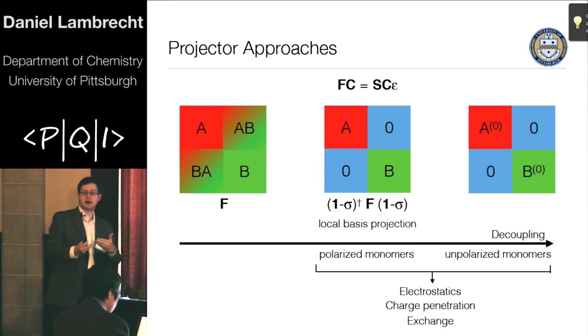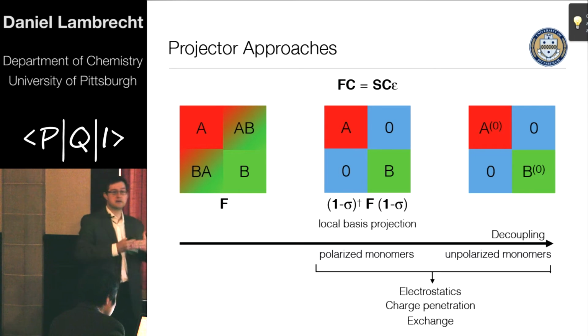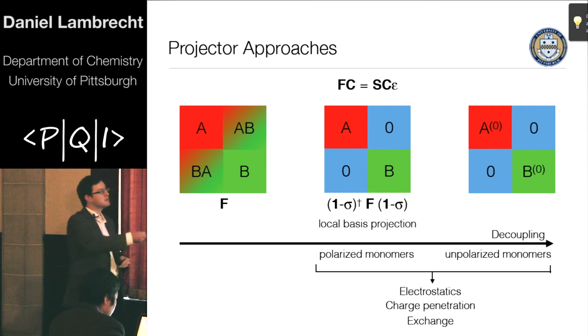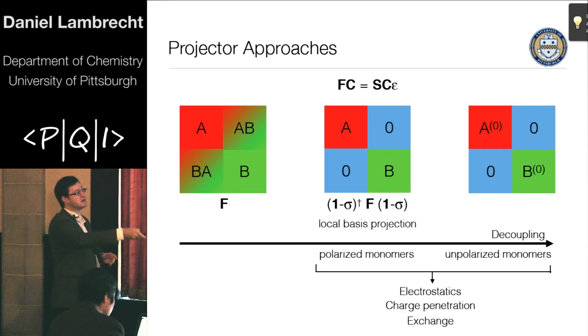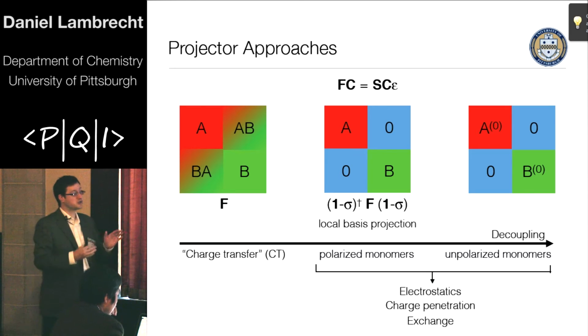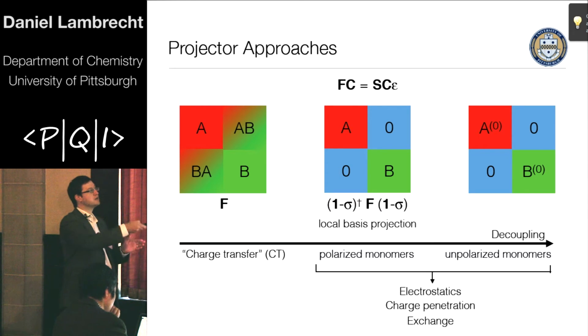So this gives us a hierarchy of different levels at which we can analyze the interactions between the monomers, right? At the lowest level, we have unpolarized monomers, but we do have electrostatics, charge penetration, and exchange type interactions between them. Then at this intermediate level, we allow the monomers to polarize. And then at the final level, we allow what this theory calls charge transfer. We allow the wave function of monomer A to spill into the basis of monomer B and vice versa.